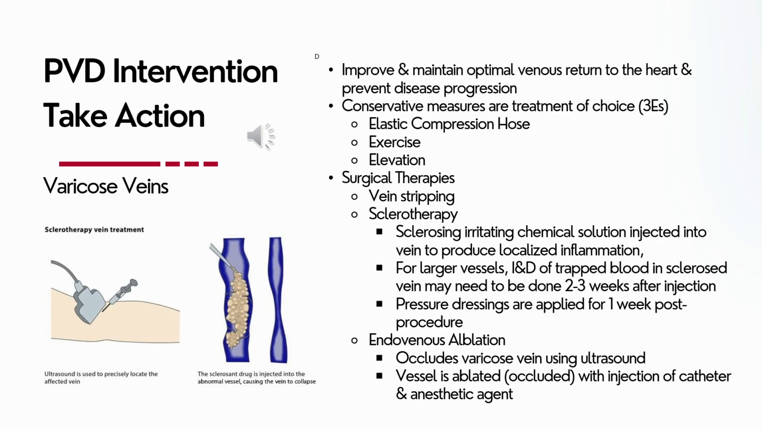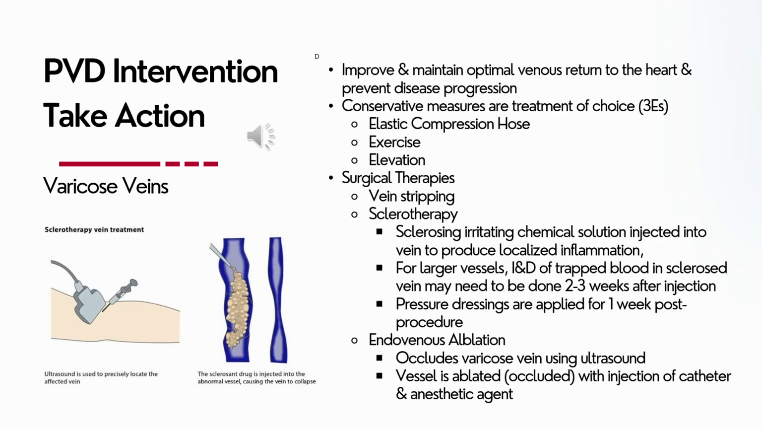For patients who have persistent symptoms or cosmetic concerns, surgical options are available. These include vein stripping and sclerotherapy, where an irritating chemical is injected into the vein to cause a localized inflammation and collapse. Larger veins may require incision and drainage of trapped blood for a few weeks after the injection, with pressure dressings being applied post-procedure. A less invasive modern alternative is an endovenous ablation, which uses ultrasound guidance to occlude a varicose vein.